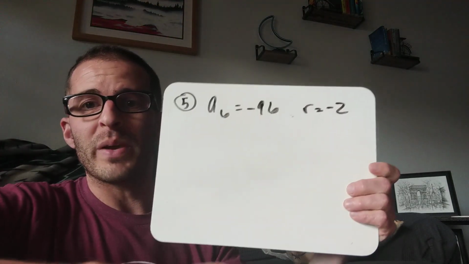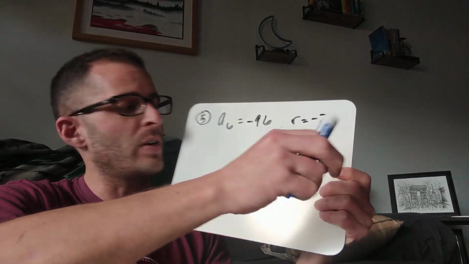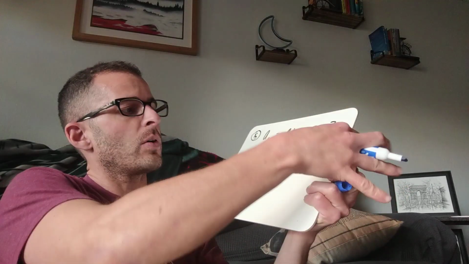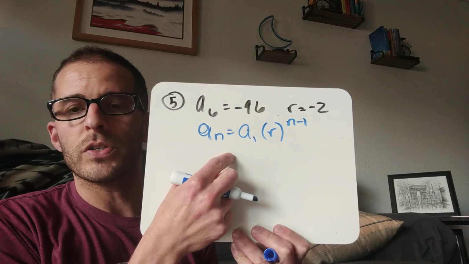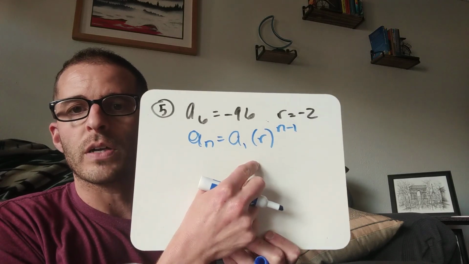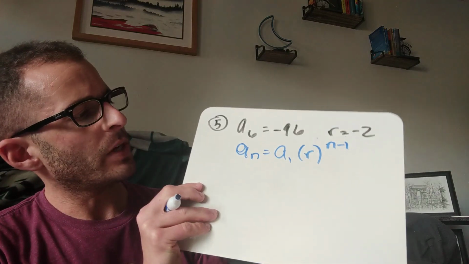Alright, so this is all the information that we have. The sixth term is negative 96, the common ratio is negative 2. We have to remember we're going to need to come up with a rule, which means we're going to need to use this formula, a sub n equals a sub 1 times r to the n minus 1. Okay? A sub n equals the first term, the next term equals the first term times the common ratio to the term you're on, take away 1. Let's see if we can plug in some information.